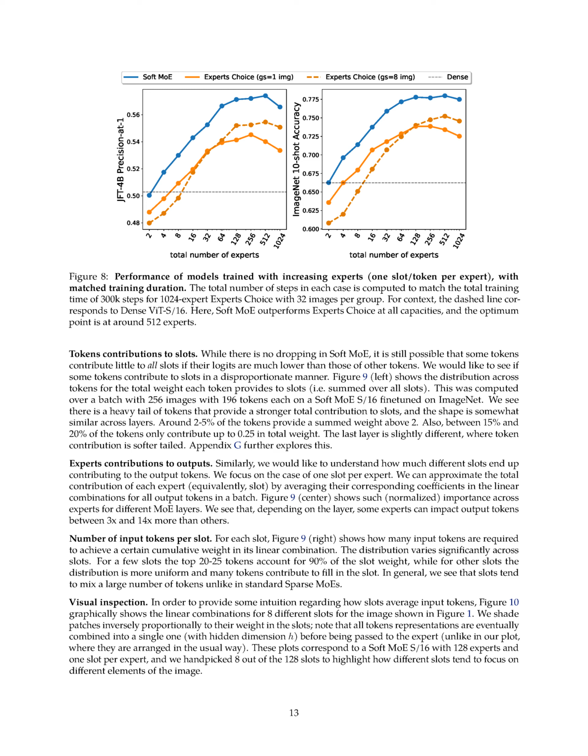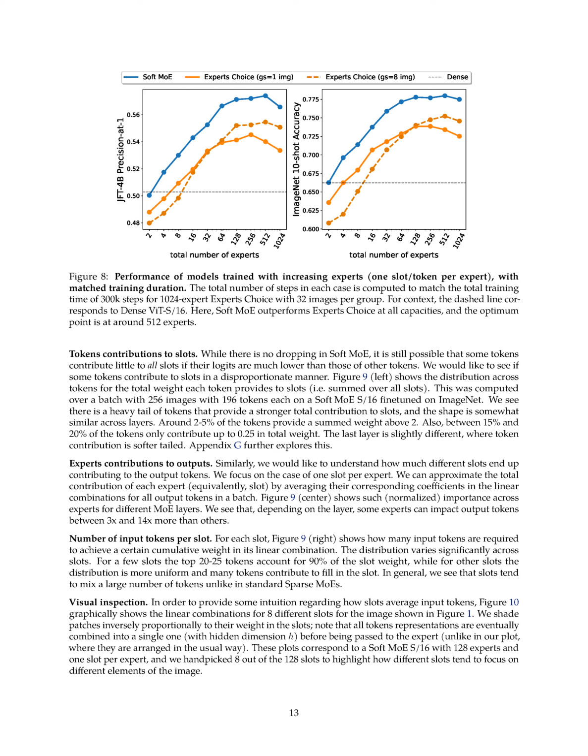We also looked at how many input tokens are needed for each slot to achieve a certain cumulative weight in its linear combination. The distribution varies significantly across slots. For some slots, the top 20 to 25 tokens account for 90% of the slot weight, while for others the distribution is more uniform and many tokens contribute to fill in the slot. Generally, slots tend to mix a large number of tokens, unlike in standard sparse MoEs.